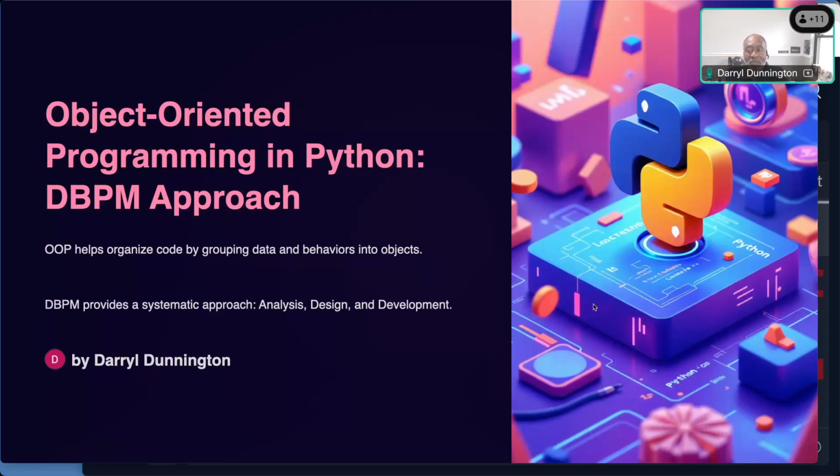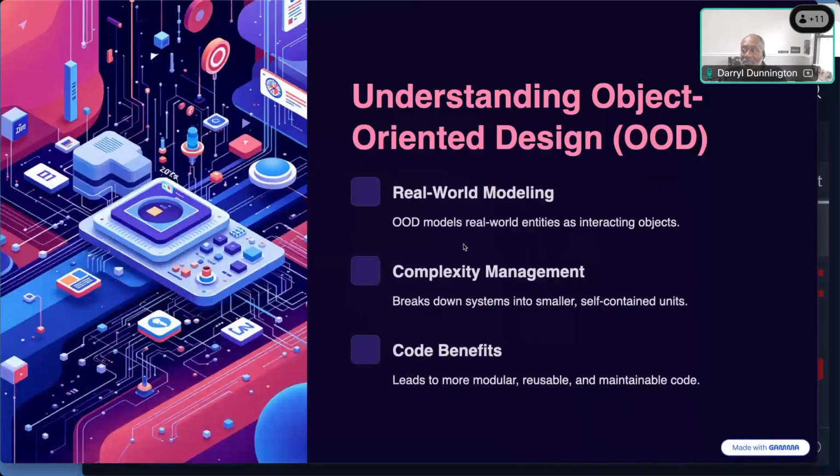The DBPM provides a systematic approach for you to do analysis. Number one, you have to know what you're going to be doing and why you're here. Number two is the design. Now that I know why I'm here, what should it look like? How should I do it? Number three is the development. That's the final part. How do I implement it? So that's what we'll take a look at today.